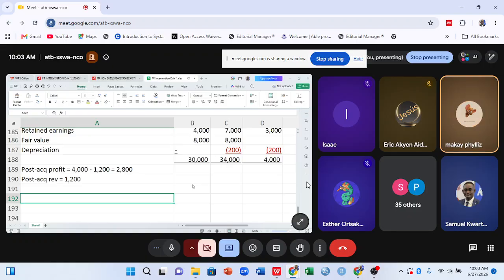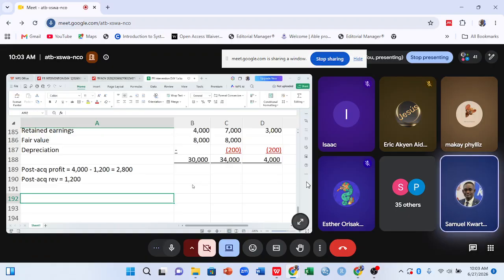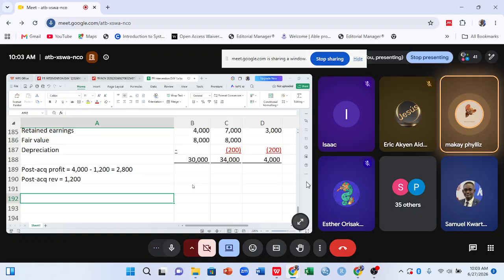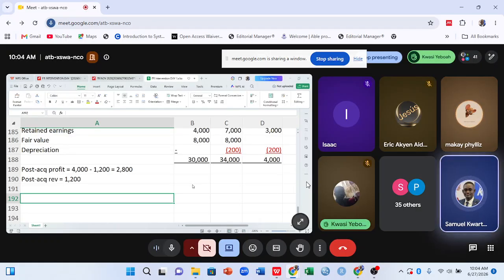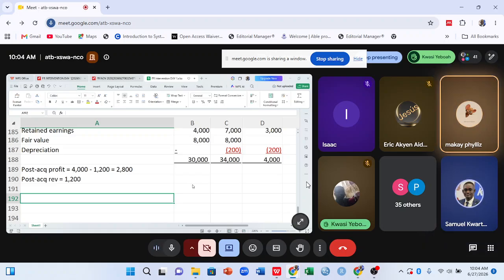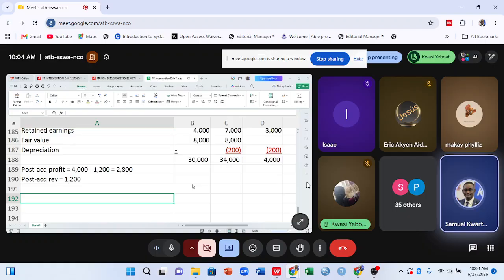I'm not doing any new format, by the way. The procedure that we go through, we start with the group structure, the cost of investment, and then the net assets of the subsidiary. We do that when you are purely doing a position. But in this question, we're having it two, and I decided to separate the two so that we get a comprehensive understanding. So your first question, how do we get the post acquisition profit? If I get you right, that's your question, right?